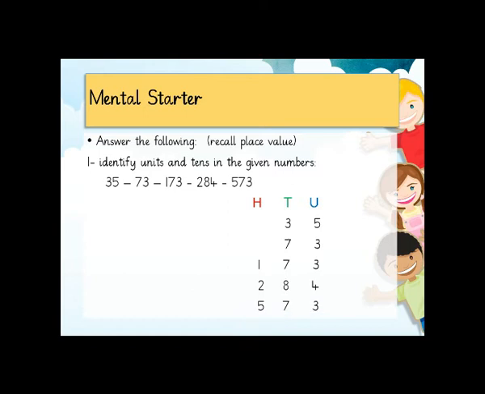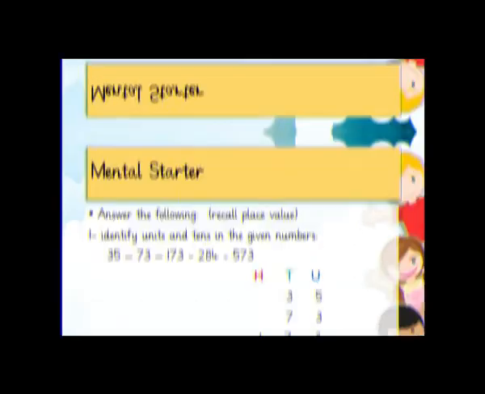Yes, for 35 we have 5 units and 3 tens, correct? For 73 we have 3 units and 7 tens. In the same way, in 173, we have 3 units, 7 tens and 1 hundred. For 284 we have 4 units, 8 tens and 2 hundreds. And for 573 we have 3 units, 7 tens and 5 hundreds, correct?